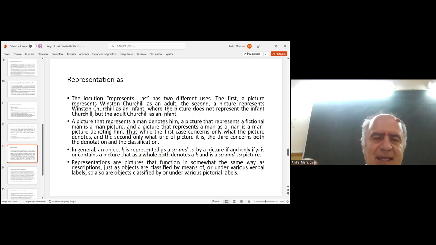This locution, represents as, has two different uses. The first, I will give this example: a picture represents Winston Churchill as an adult. The second: a picture represents Winston Churchill as an infant, where the picture doesn't represent the infant Churchill, but the adult Churchill as an infant. This means that a picture that represents a man denotes him. A picture that represents a fictional man is a man picture, and the picture that represents a man as a man is a man picture denoting him. Thus, while the first case concerns only what the picture denotes, and the second only what kind of picture it is, the third concerns both the denotation and the classification.